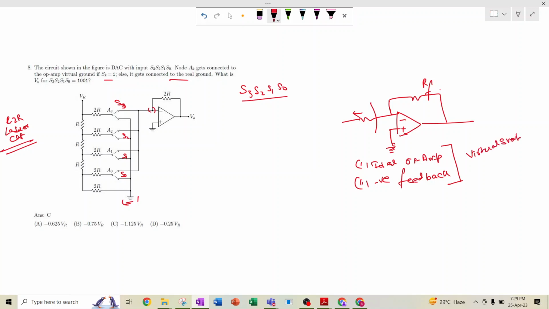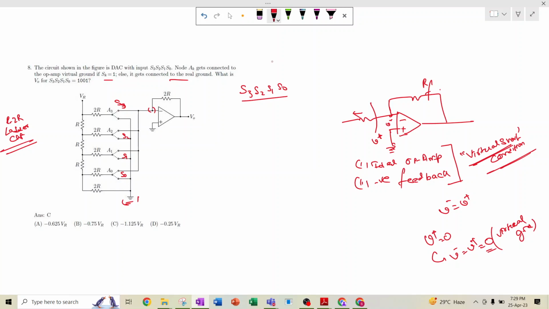We have already discussed virtual short elaborately in the previous lectures. Virtual short means whatever voltage is at V plus, the same voltage appears at V minus, so V minus equals V plus. The virtual ground is a special case of the virtual short. Here V plus is equal to 0, it is real ground, so V minus will also be equal to 0. So this terminal is known as virtual ground.